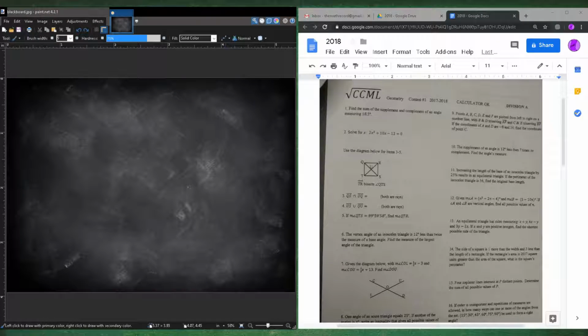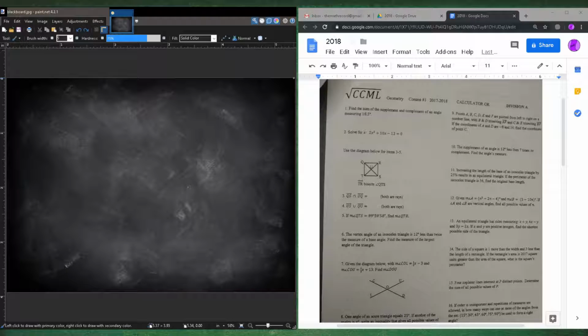Today we'll be covering the CCML Geometry Contest 1 2017-2018 Division A. First, I'm sorry that the document is in a picture. I do not have the document, so I'll be using this to teach the content. Okay, number 1. Find the sum of the supplement and complement of an angle measuring 18.5.